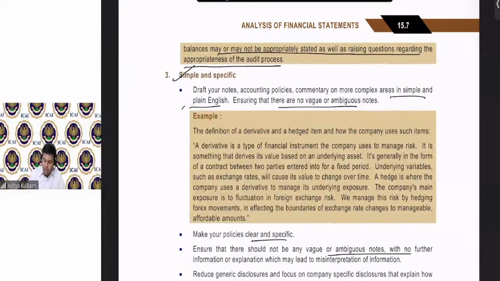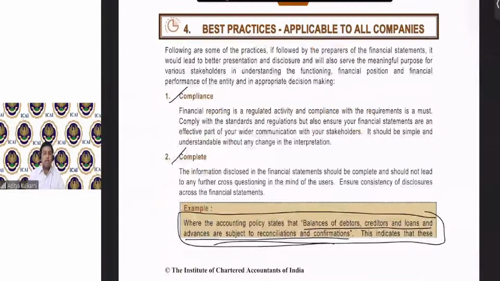जैसे ये वाला. Like this one, subjected to reconciliation and confirmation. You know what does this mean? If it is a debtor, do you not know how many sales you have done? Do you not know how much collection has come? Then why are you saying debtors are subjected to confirmation and reconciliation? Straightforward transaction. Customer के case में, I mean supplier के case में, at the most there may be transactions at the end of the year where you have purchased but goods have not yet reached your premises. Apart from that, there should not be any reason why you have to doubt it.